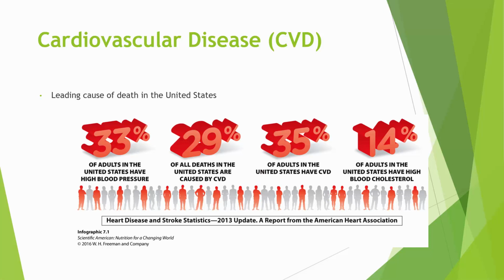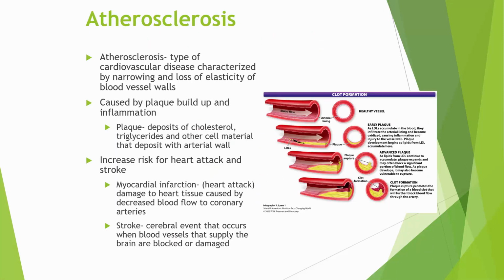Why do we care when we're talking about cardiovascular disease in general? So if you remember back when we looked at some of the other chapters earlier, when we talked about causes of death, we talked about cardiovascular disease being the leading cause of death in the U.S. Just some stats to look at. About a third of adults in the U.S. have high blood pressure. They estimate about 29% of all deaths in the U.S. are caused by cardiovascular disease. And about 35% of adults in the U.S. have cardiovascular disease. And about 14% of adults in the U.S. have high blood cholesterol. So obviously factors that will have a big impact on our healthcare system.